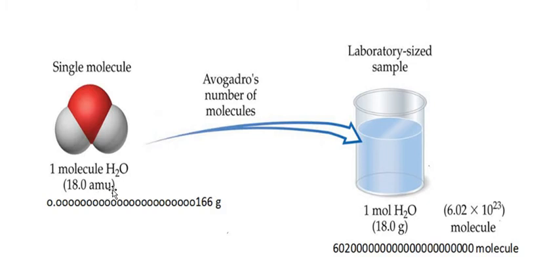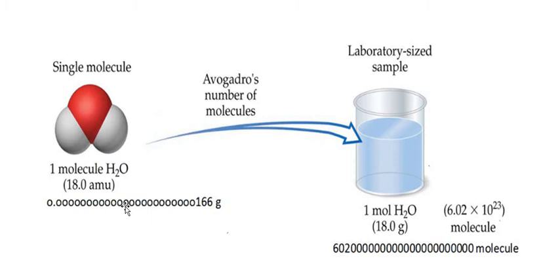The AMU unit is very small. It is all these zeros and 166 grams. This number can be written as 1.66 by 10 to the minus 24 grams. Very small number. So it's not a practical unit for measuring masses.